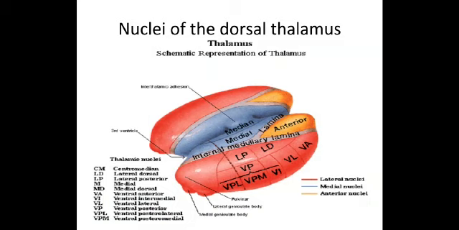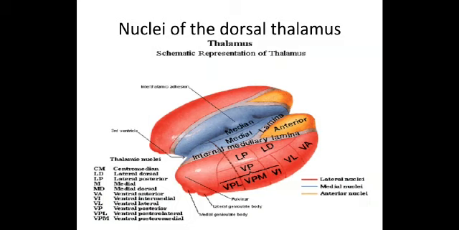You can see the different nuclei, how they are forming the anterior nucleus, the midline and the intralaminar nuclei. So the dorsal part is mainly formed by the medial dorsal nucleus, the lateral dorsal nucleus, and the lateral posterior nucleus. As you all know, most of the ascending tracts except for smell are relayed in the thalamus before they get projected into the cerebral cortex.